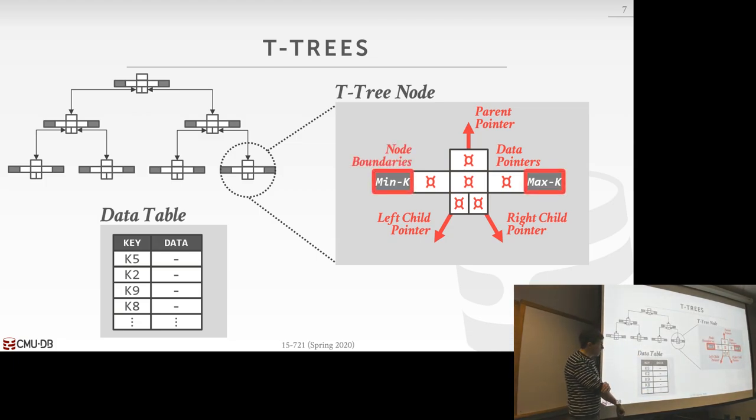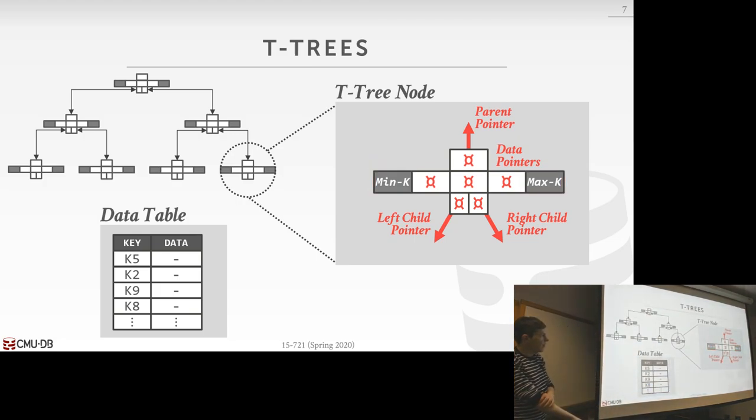Then we have our node boundary keys, and this will just be the min and max value of the keys represented by this node. Anything less than this key will be found on this side of the tree, and anything greater than that key will be found on the other side. So this is not like in a B+ tree, where the root node's right and left boundaries would encompass most of the space below you in the key space. This is just a slice of the key space.